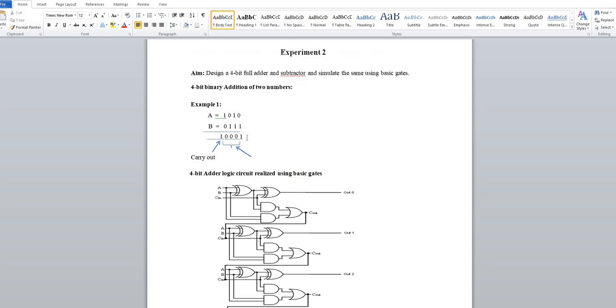4-bit adder logic circuit, first let us analyze what the binary addition of two numbers comprises of. Binary addition always takes place with respect to zeros and ones only. So if I am considering A as the 1010 binary number and B as 0111, the addition of these two numbers will be in the form 0 plus 1 will be 1. So here in the second bit addition, 1 plus 1 will give the sum as 0 and carry as 1.